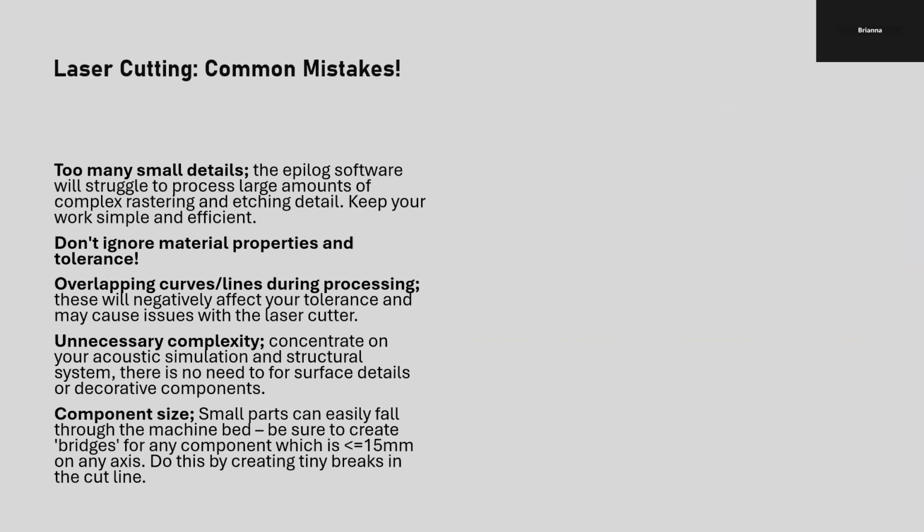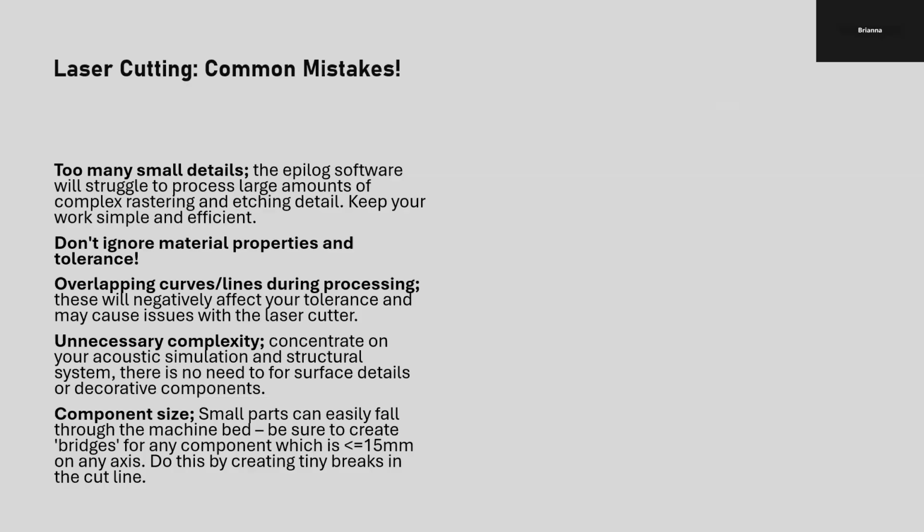So some common mistakes with laser cutting are too many small details. So the software struggles to process huge amounts of information. That often happens with architectural models with lots of etching of things like brick hatches and stuff, things like that. Overlapping curves, lines during processing. So where geometry exists sort of duplicate in the software. The process means that sometimes it will cut in a certain line or a certain place twice, which can ruin your work.